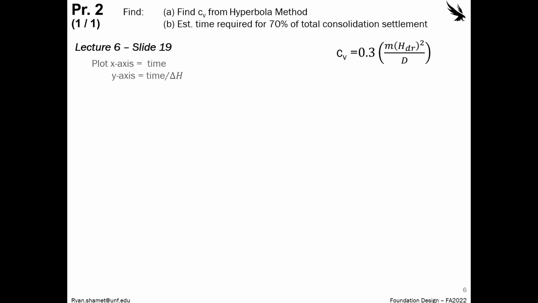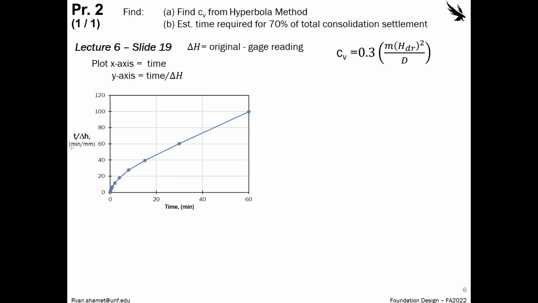So from lecture 6, slide 19, we need to plot on the x-axis time, and then the y-axis for the hyperbola method is time divided by the change in height. So the change in height is going to be the original dial reading minus each consecutive gauge reading. So what we should do when we plot this, and it's really important to keep track of all the units here, we'd have minutes over millimeters and then minutes here. And what we should see is this distinct hyperbola shape.